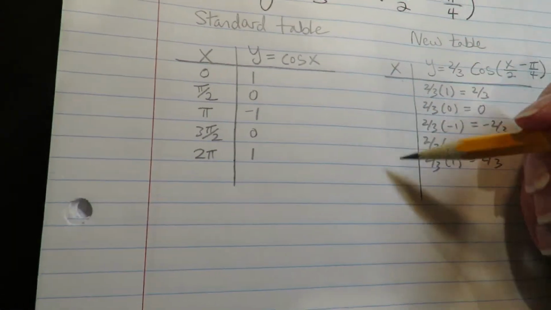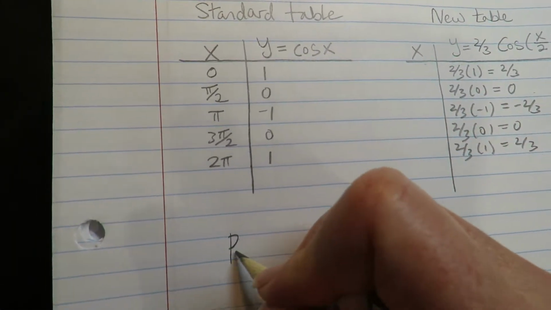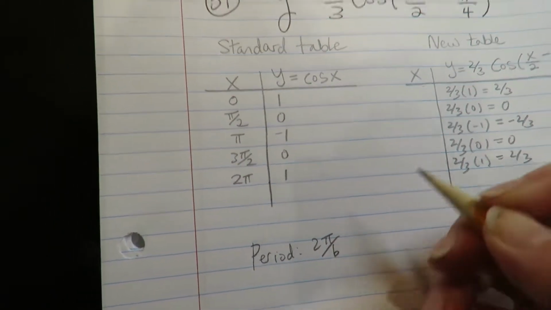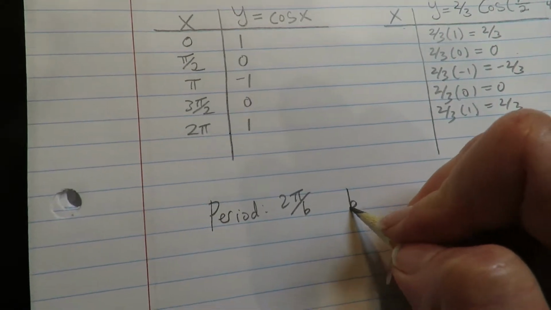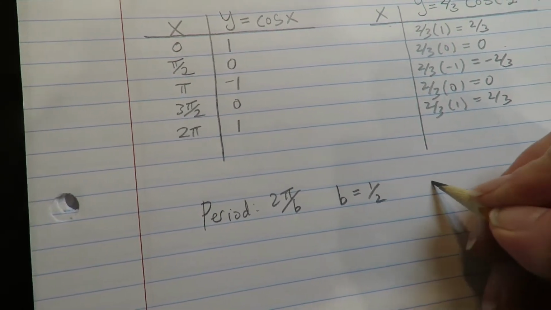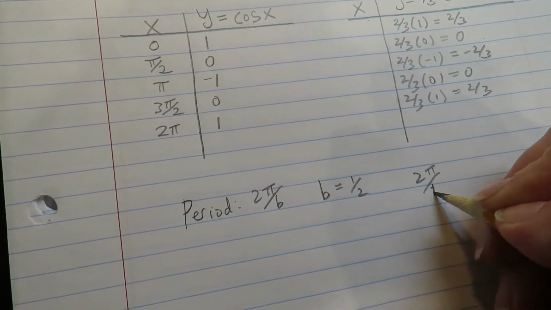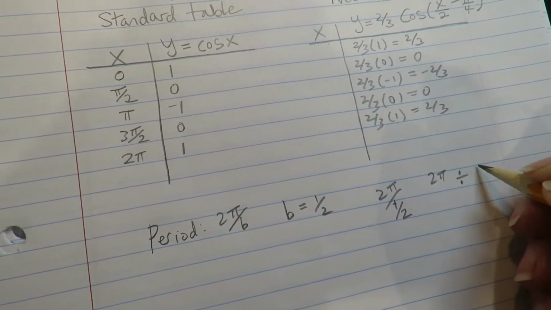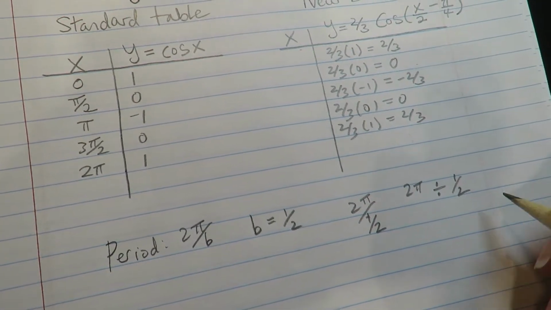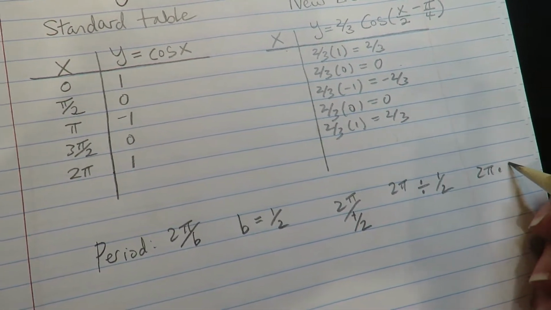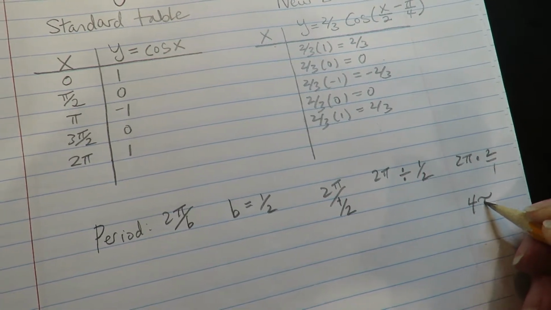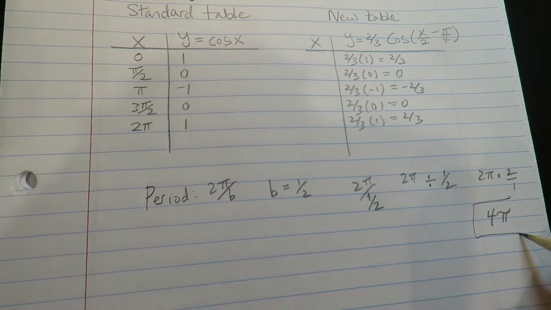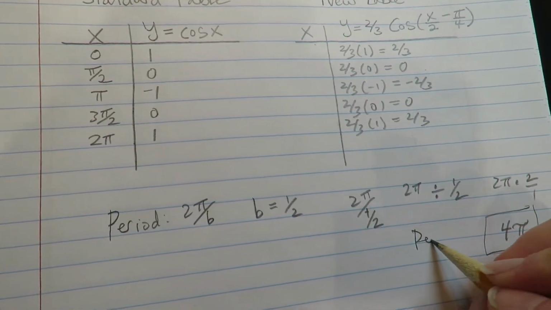All right, now I'm going to do all the calculations for the x. So again, the period is 2 pi divided by b. b in this case is 1/2. So it's 2 pi divided by 1/2. Make sure that you recognize that you have to flip that up. That actually is going to become 2 pi times 2/1 or 4 pi. This is a stretch. It's a horizontal stretch. So that's the period.